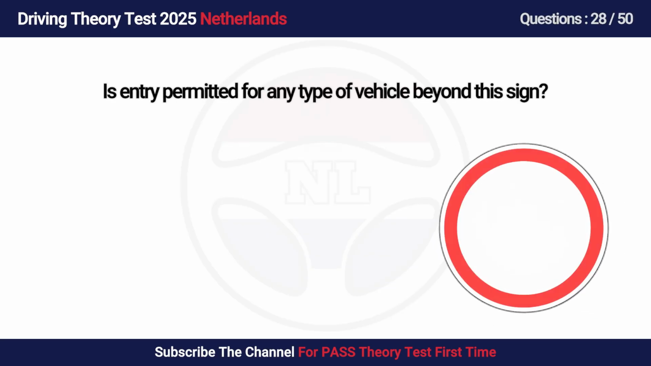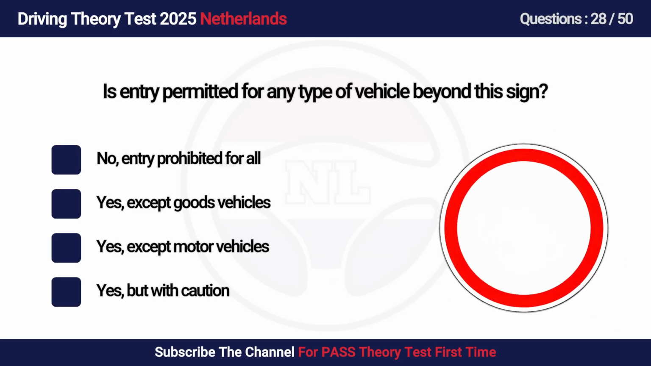Question 28. Is entry permitted for any type of vehicle beyond this sign? A. No entry, prohibited for all. B. Yes, except goods vehicles. C. Yes, except motor vehicles. D. Yes, but with caution.